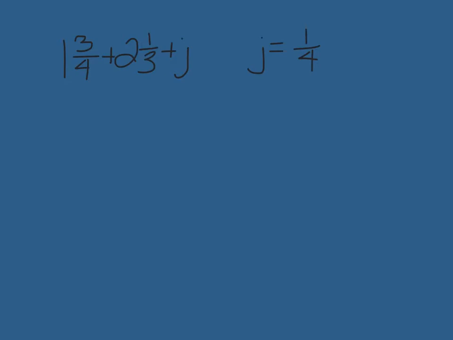So we have 1 3/4 plus 2 1/3 plus j, when j equals 1/4. So we just need to plug that right on into our expression: 1 3/4 plus 2 1/3 plus 1/4. Okay, now that's ready to go. Remember, it's usually easiest if you write your problems vertically instead of horizontally. So I'm going to change that now. Okay, now it's lined up and ready to go.